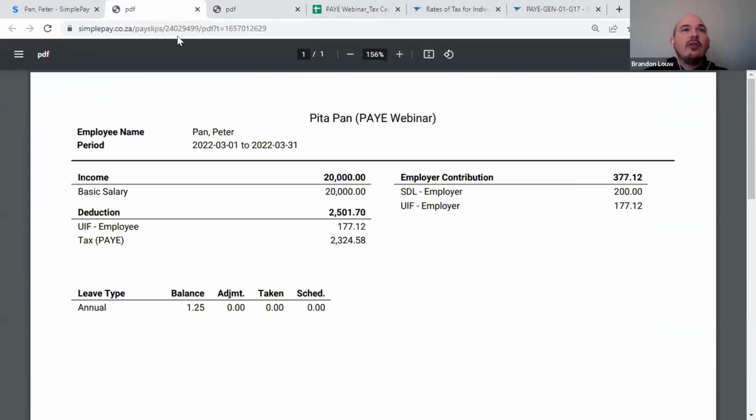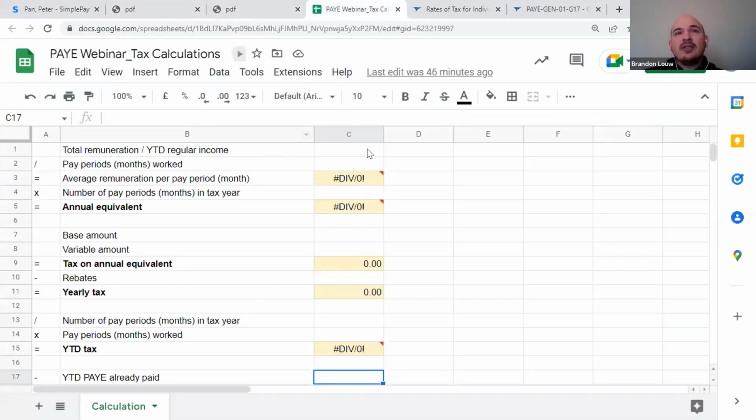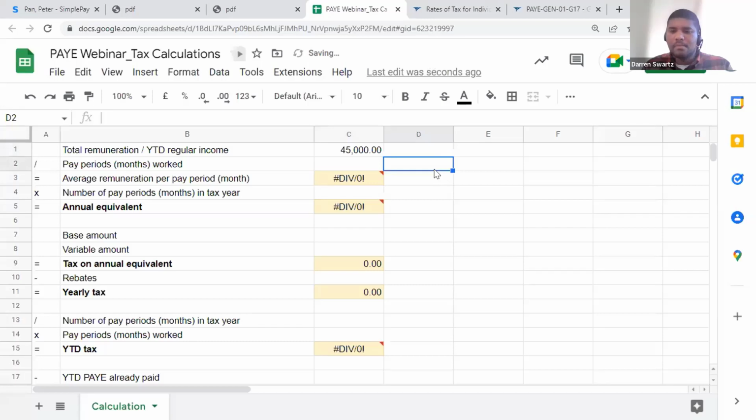So you'll see that on Peter's March payslip, he earned a basic salary of 20,000. Remember, I said we're going to ignore fringe benefits and all of that for now. So you'll see there's nothing else besides his basic salary on this payslip. And then we've got a basic salary in April of 25,000. So the first step in this process is to determine what is the total remuneration or the total year-to-date regular income. And in this case, it would be 45,000, which is your 20,000 for March plus your 25,000 for April.